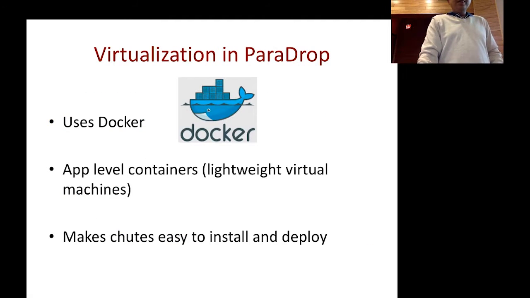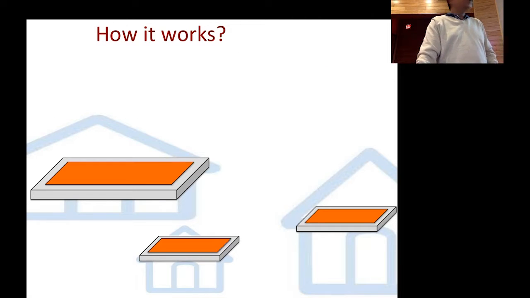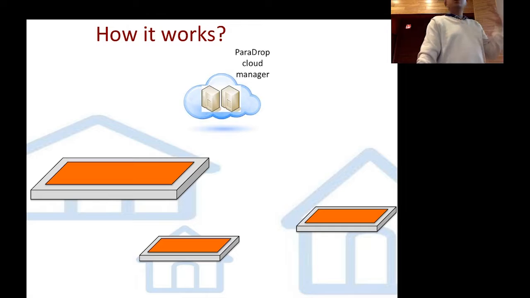Okay, so because we use Docker, if you're familiar with Docker, it makes life very, very easy. And the process of instantiating these shoots and revoking these shoots is also very easily done within our platform. Okay, so how does it work? We have a cloud manager. So edge does not mean that cloud is irrelevant. It is still relevant. We have a manager to manage Paradrop routers.